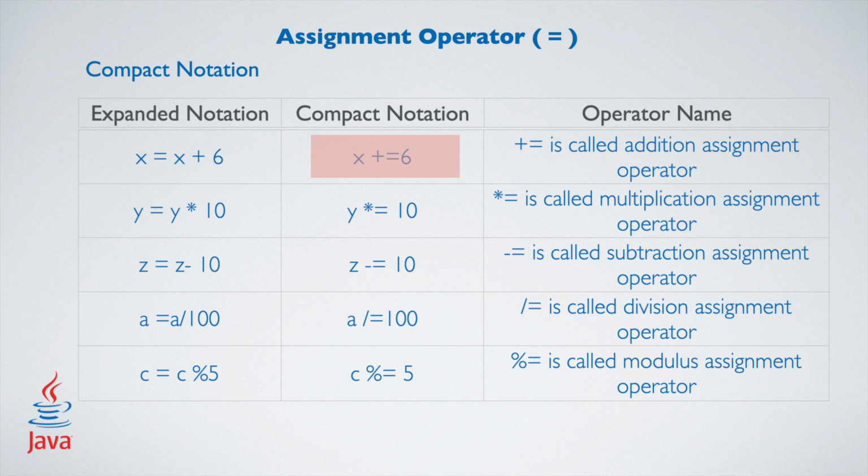Similarly, we can do for all the arithmetic operators, like in the next line y equals to y multiply by 10 is written, and for this we have compact notation y multiply equals to 10. So we can say that arithmetic operators come in front of equal to, and then we can write compact notation. Compact notation is not mandatory. This is for shortening our code, for making our code more readable.